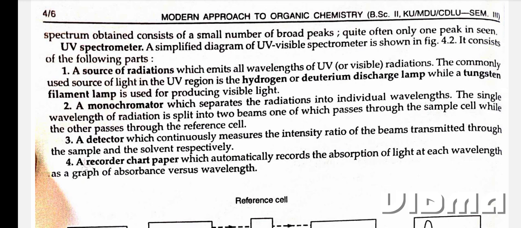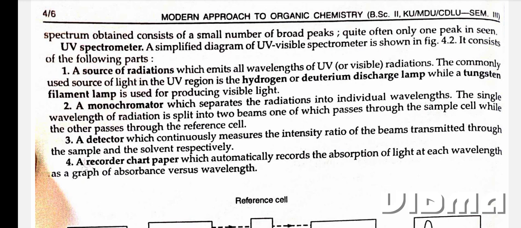UV spectrometer. A simplified diagram of a UV-visible spectrometer is shown in figure 4.2. It consists of the following parts. A source of radiations which emits all wavelengths of UV radiations. The commonly used source of light in the UV region is the hydrogen or deuterium discharge lamp, while a tungsten filament lamp is used for producing visible light.